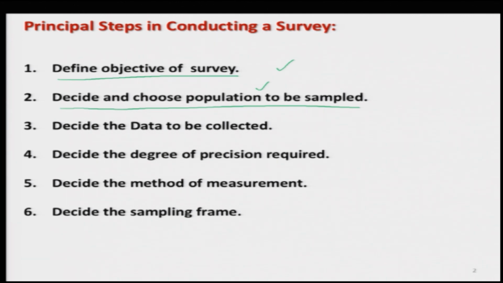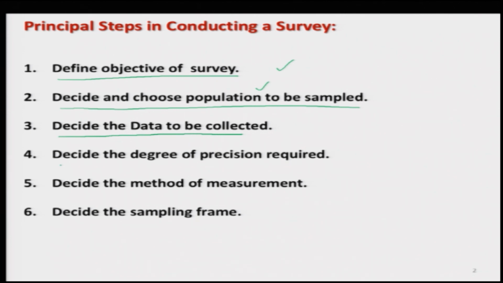Now, in the third step, one has to decide what data is to be collected. For example, if the objective of the survey is to find out the height of the students, then in the second step we draw a sample of students from the population of students, that means all those students who are students of a university or a college. Then in the third step we have to record the height of the student. Sometimes it happens that the objective is to find out the height of the student and people try to collect data on the weight of the student. That should not happen.